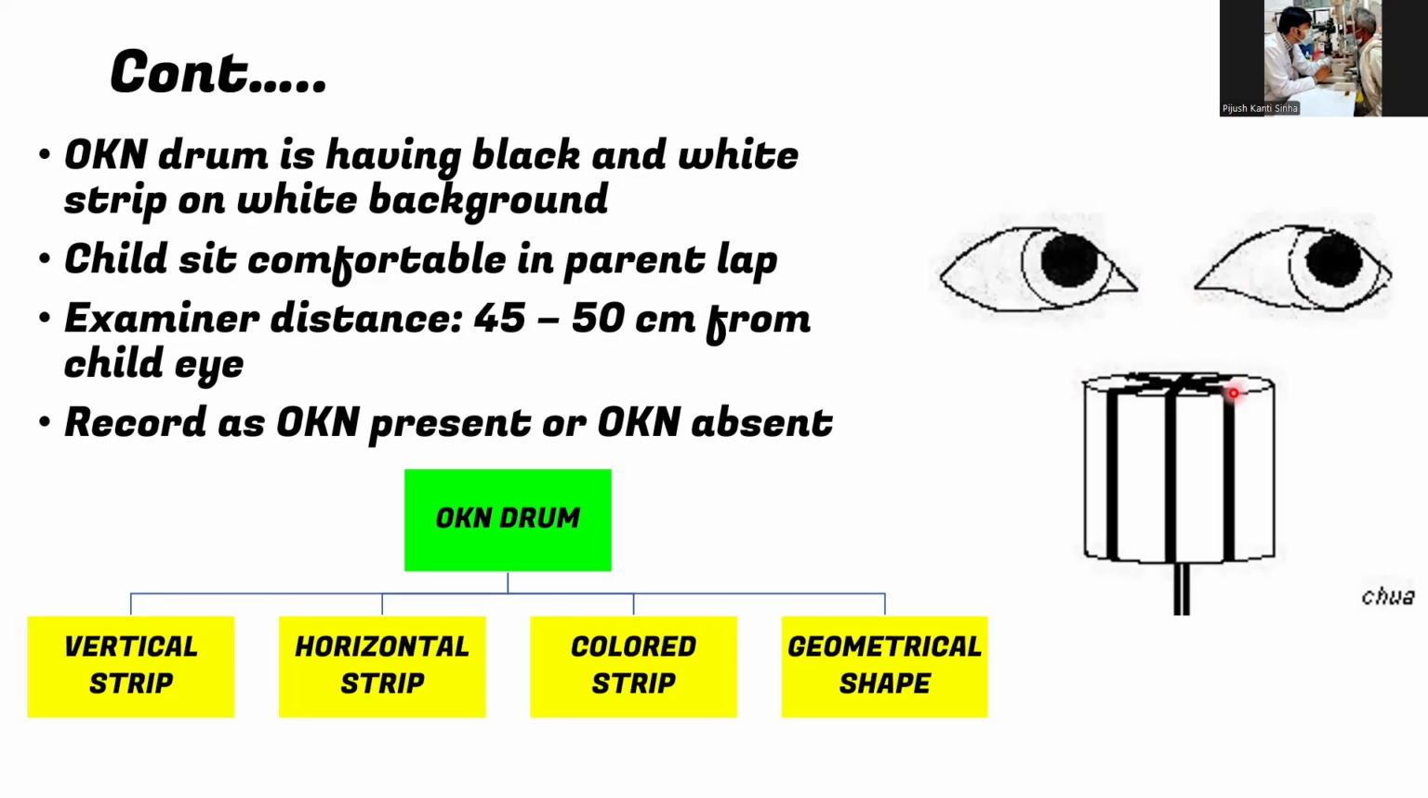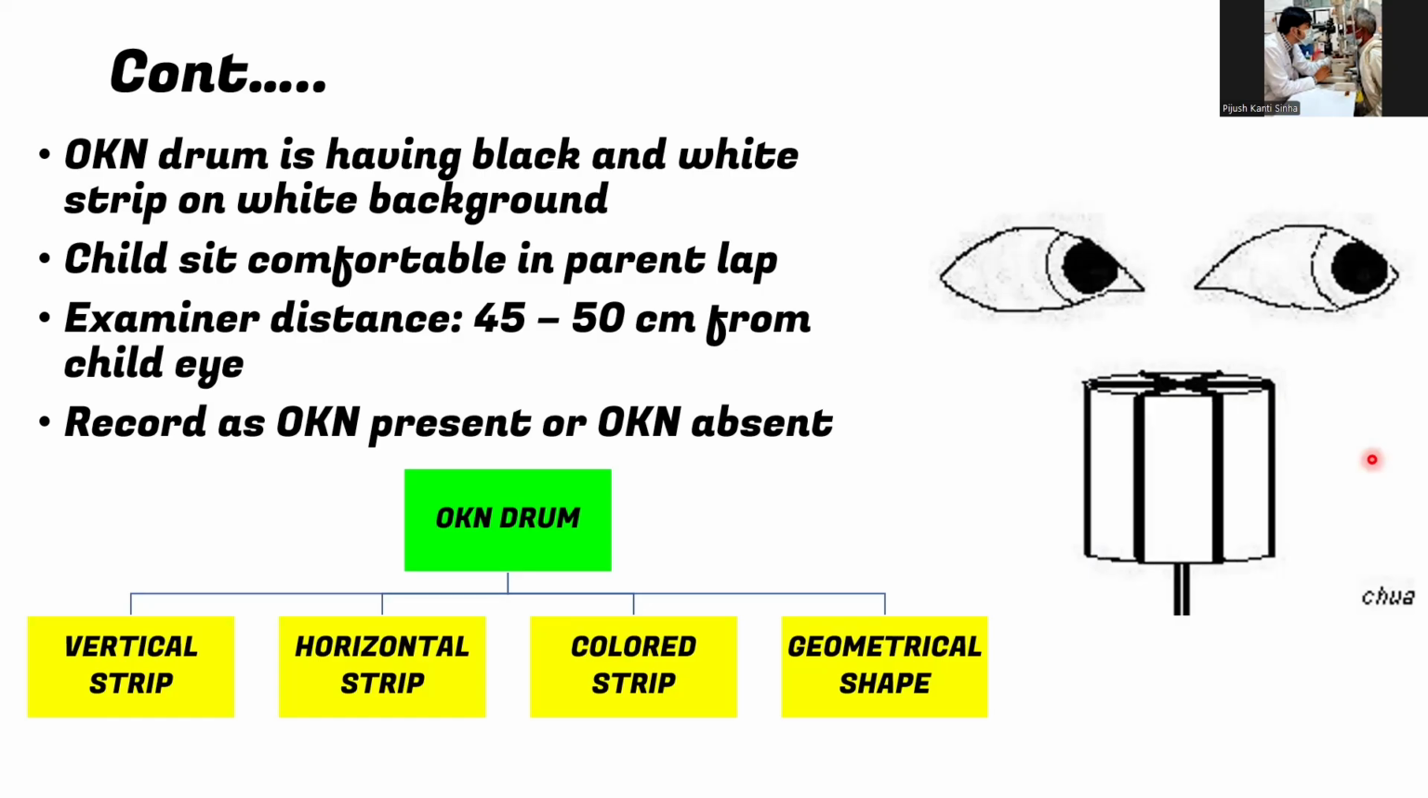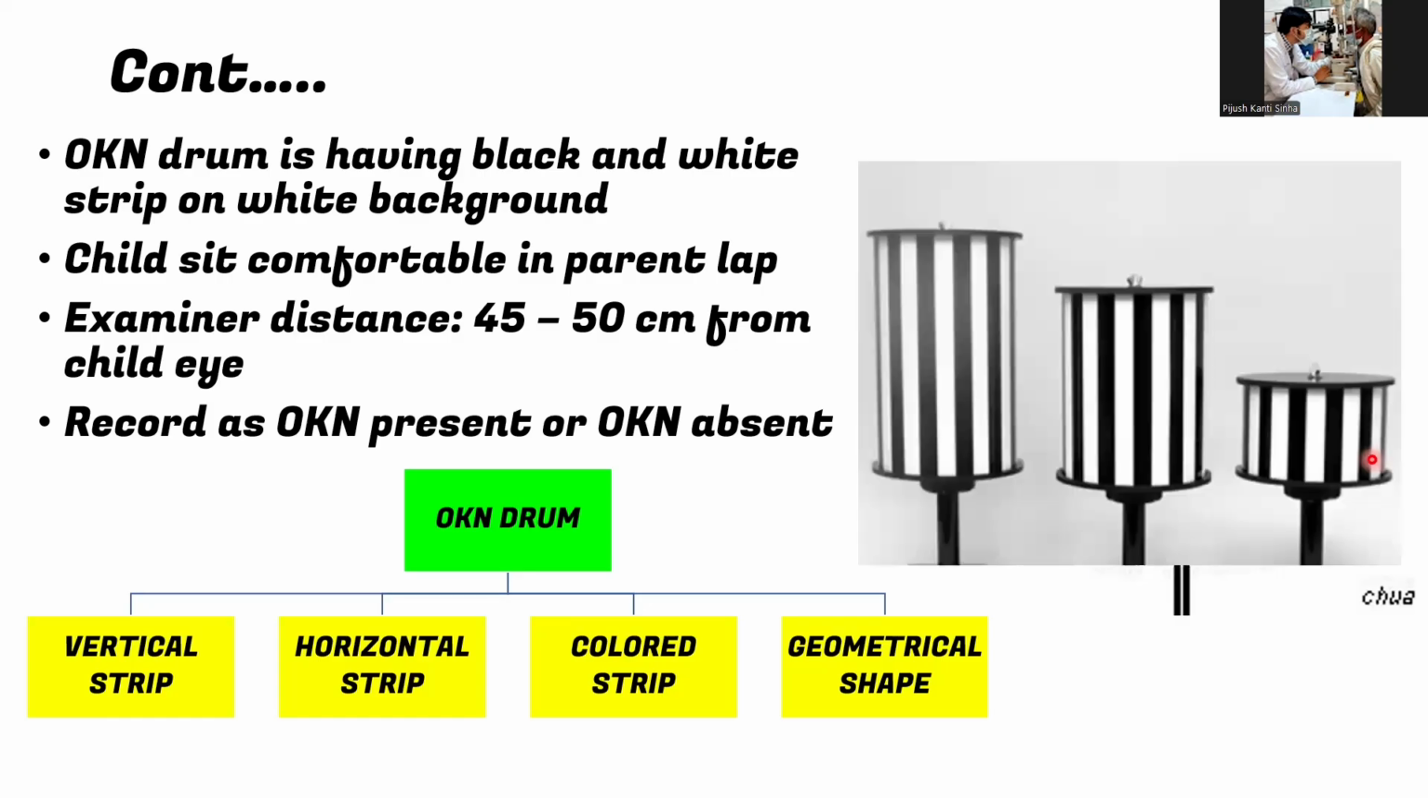Repeat the test with different stripe widths. First you start with wider stripes, where the child can easily detect it, and then slowly go to narrower stripes, like this or this one. If no eye movement is seen, it might indicate very poor vision or lack of attention from the child, so the test is then repeated later.